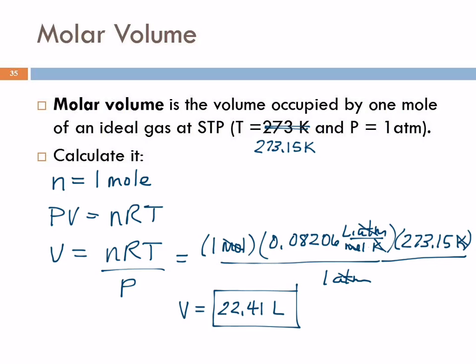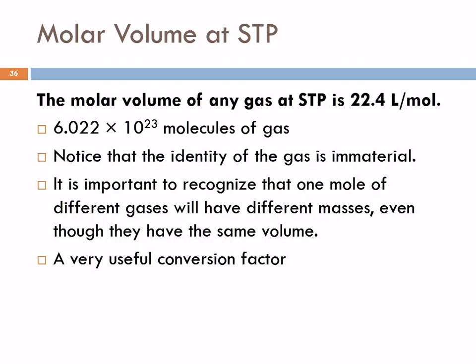Gases are very difficult to measure by weighing them because they float away, right? But you can actually measure gases by their volume at a particular temperature and pressure, and that's much easier to do than masses. So this is a useful number to remember. The molar volume of any gas at STP is 22.4 liters per mole.